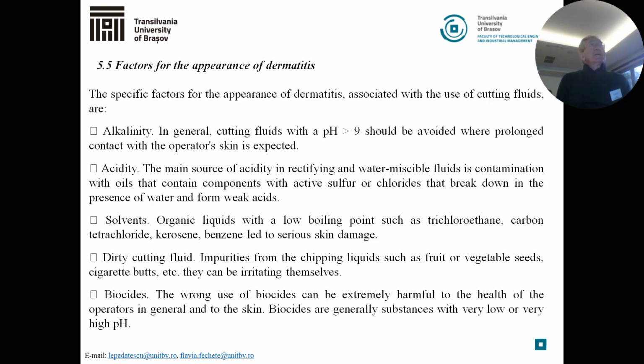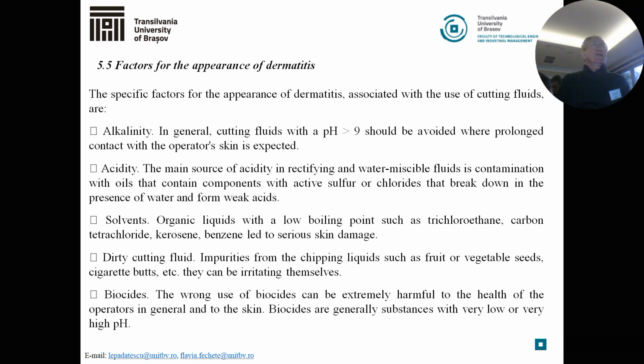Factors for the appearance of dermatitis. The specific factors for the appearance of dermatitis associated with the use of cutting fluid are alkalinity. In general, cutting fluid with pH greater than 9 should be avoided where prolonged contact with the operator's skin is expected. Acidity. The main source of acidity in rectification with water miscible fluid is contamination with oil that contains components with active sulfur or chloride that break down in the presence of water and form weak acid.